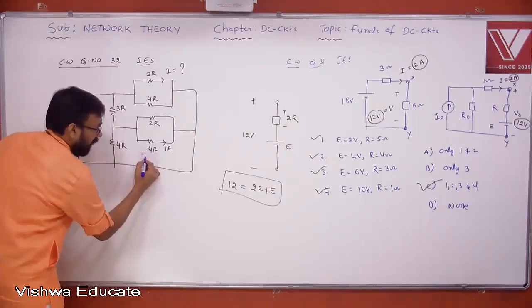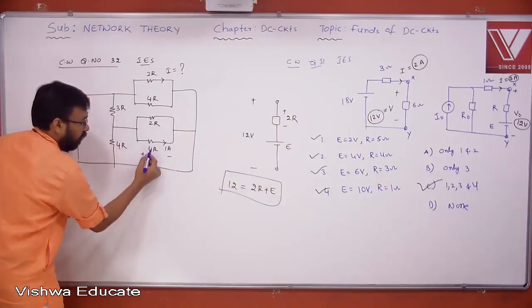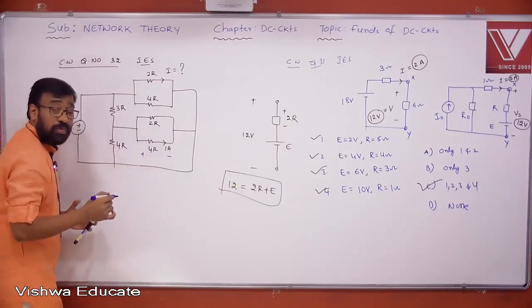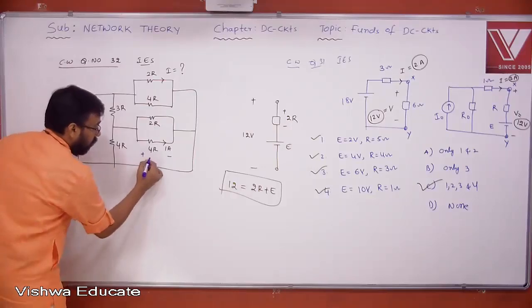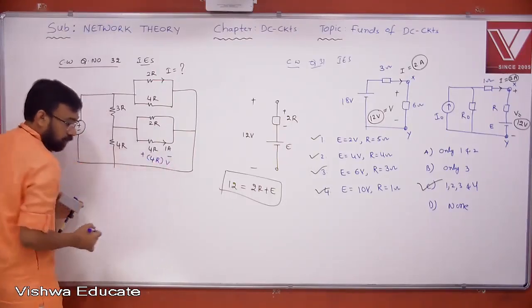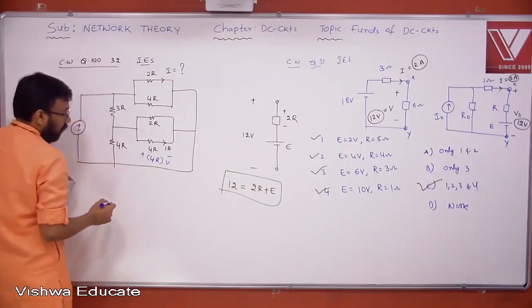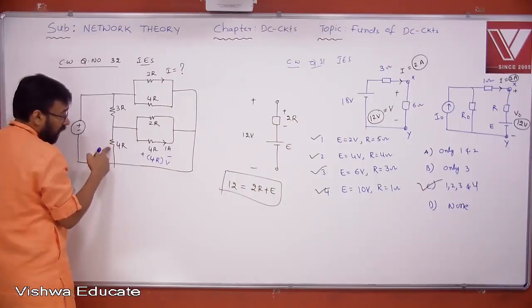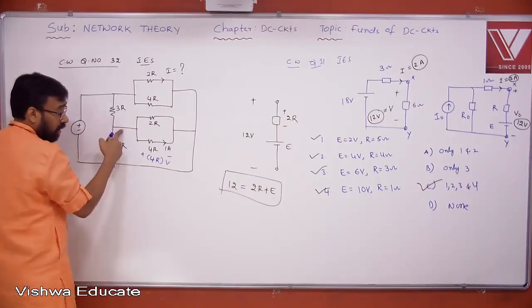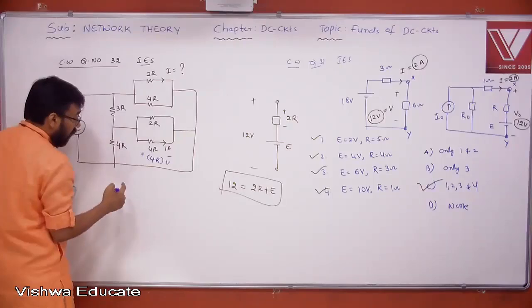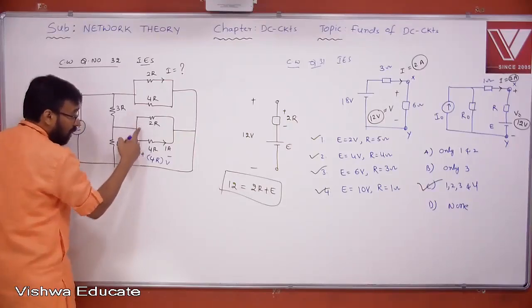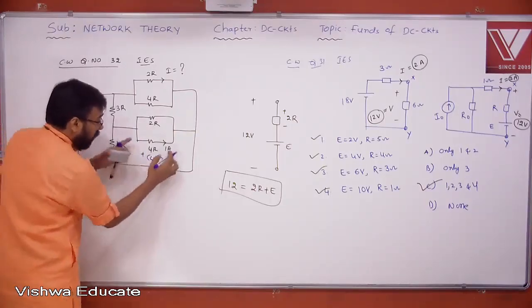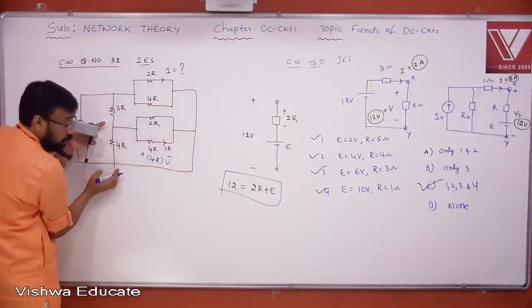What is the voltage across this? 4R into 1. Yes or no? 4R into 1. Therefore, this is 4R volts. Yes or no? Now, our objective is to find the voltage here, and to find the voltage, you must know current. To find the current here, you must know current. Or else, let us say otherwise, how these elements are connected, parallel. This voltage is known means this voltage is also known now.